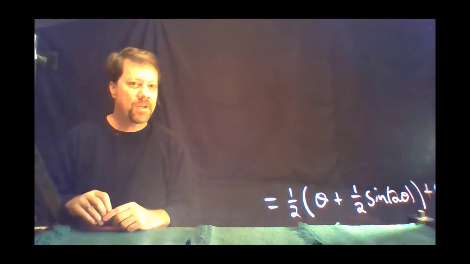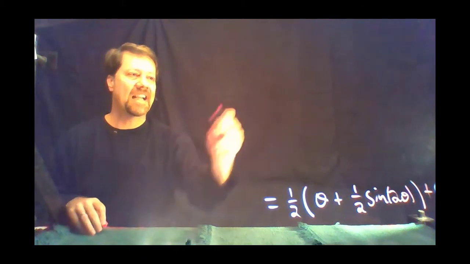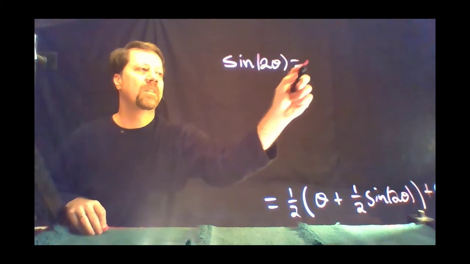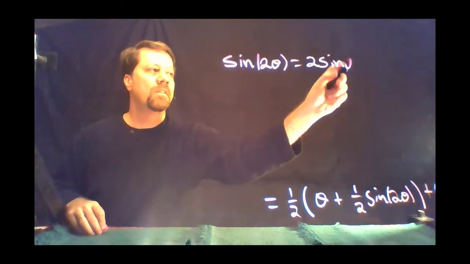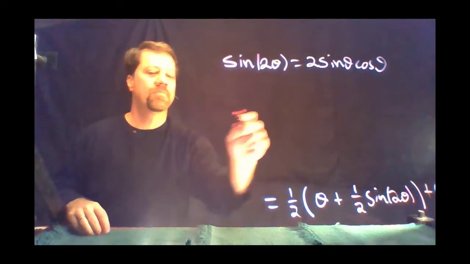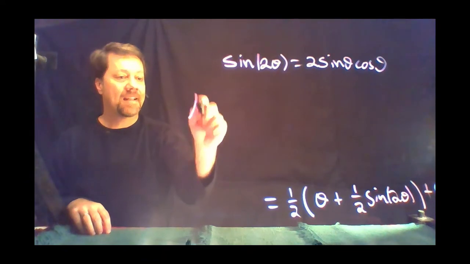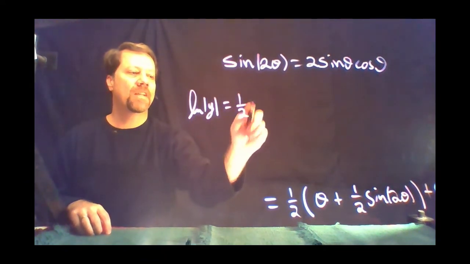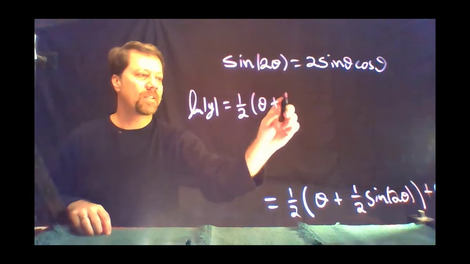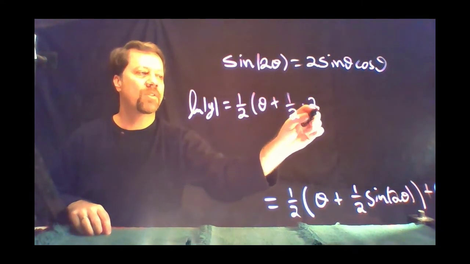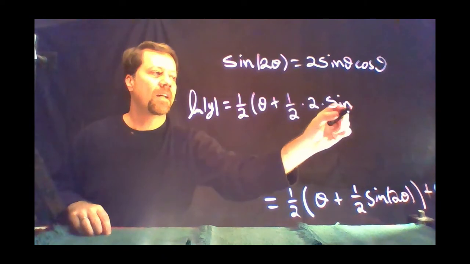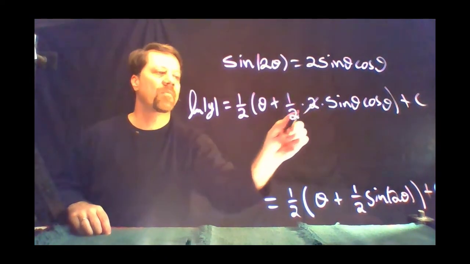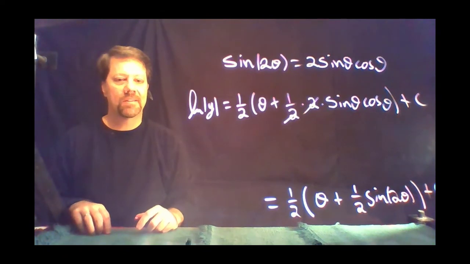And from here, we need to use the double angle identity for sine. We need to use the fact that sine of 2 theta is 2 sine theta cosine theta. Then we get log absolute value of y equals 1/2 times the quantity theta plus 1/2 times 2 times sine theta cosine theta, plus c, where the 2's here cancel out.